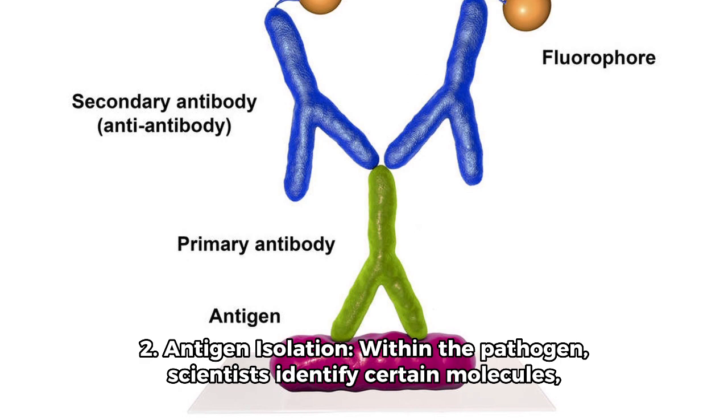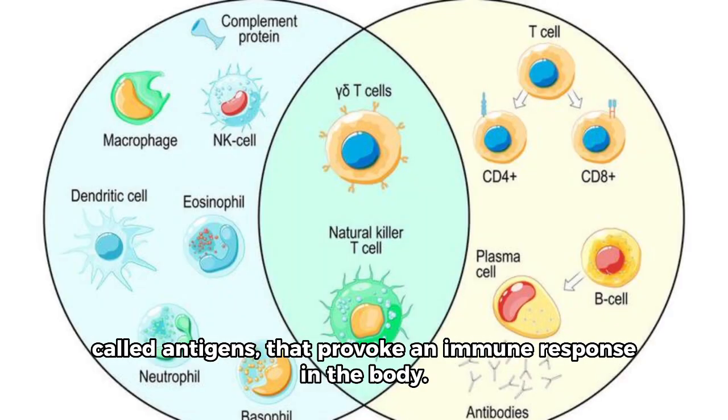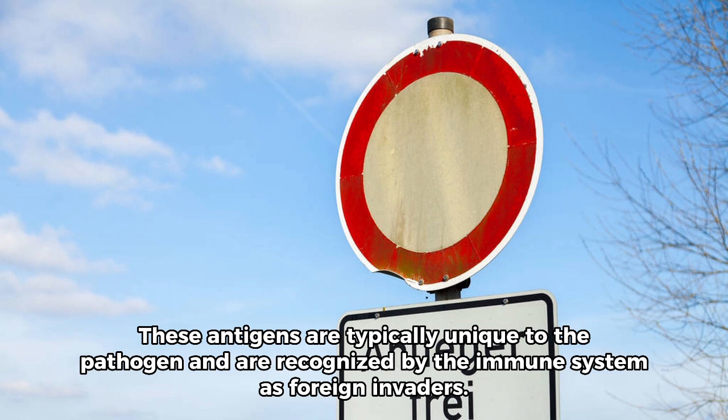2. Antigen isolation. Within the pathogen, scientists identify certain molecules, called antigens, that provoke an immune response in the body. These antigens are typically unique to the pathogen and are recognized by the immune system as foreign invaders.